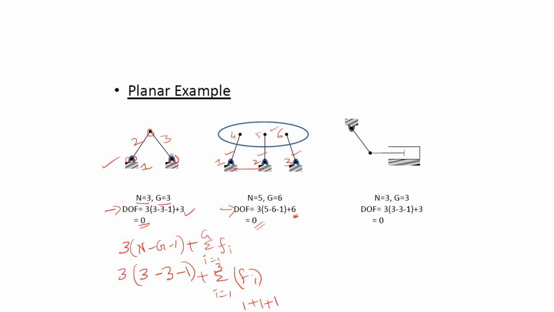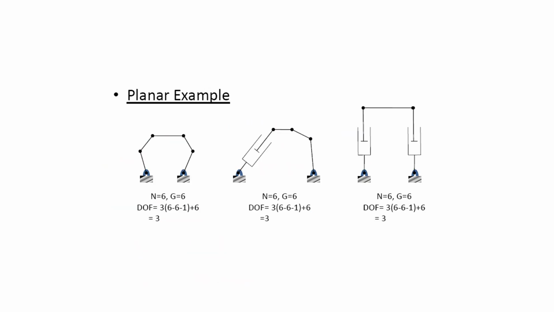Then the third example, you have 3 links including the base and 3 joints. This is a prismatic joint and two revolute joints. On substituting, you will get the degrees of freedom of this manipulator to be 0. Again, I have a few more examples for planar manipulators here. You can try them out by yourself and check the answers here, right? It is of the same pattern.